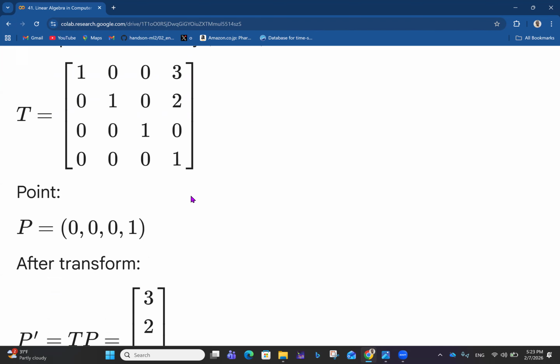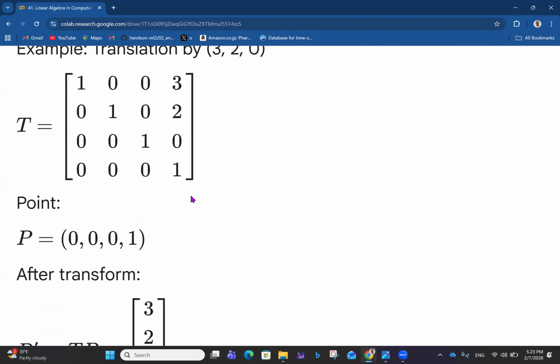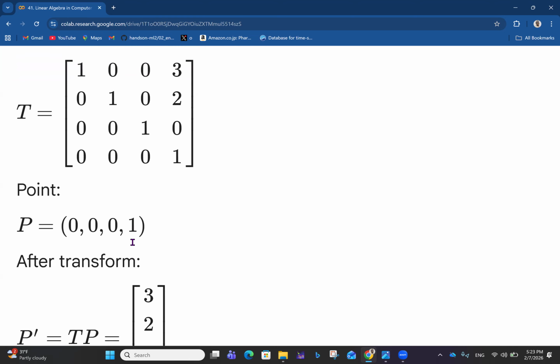Of course, that's matrix multiplication right there because we're working with TP. So you have the rows 1, 0, 0, 3, then 0, 1, 0, 2, and so on. You want to multiply all of this by P. This is a 4 by 4 matrix, and P is a vertical column vector. T comes first, right?